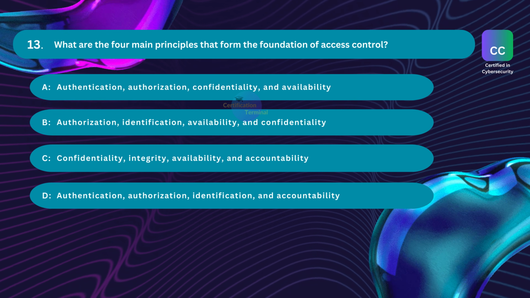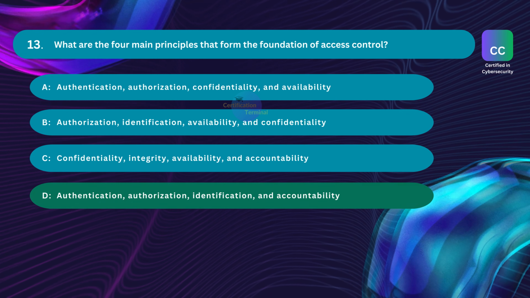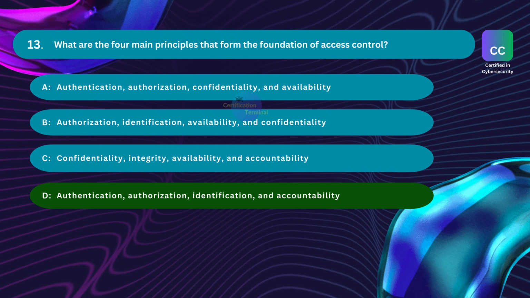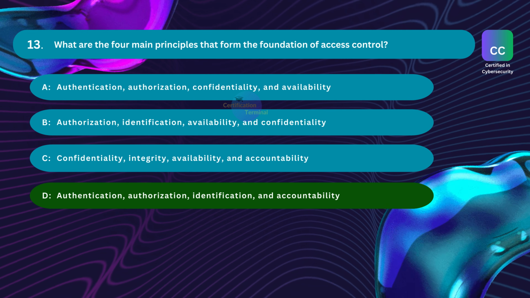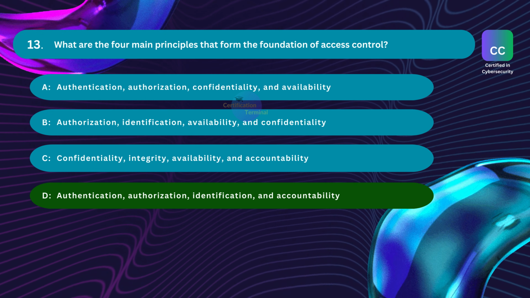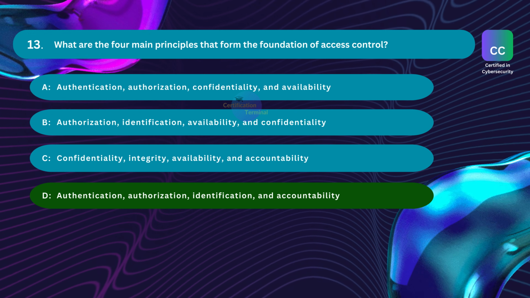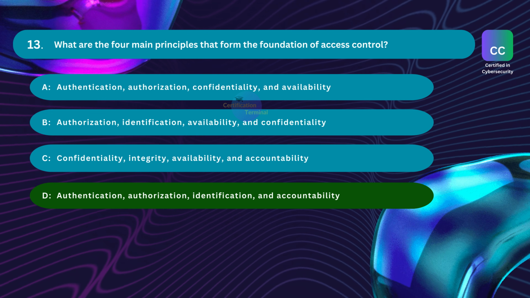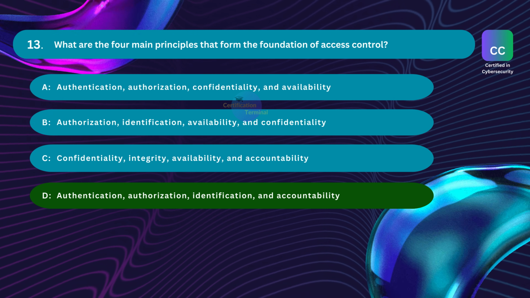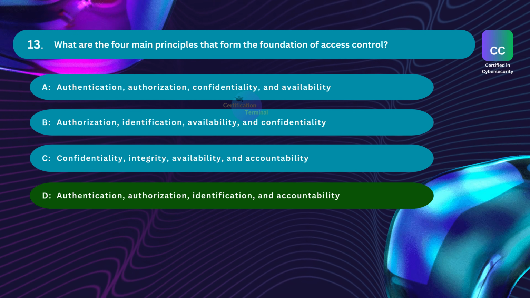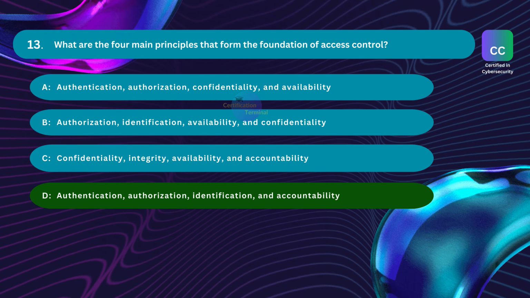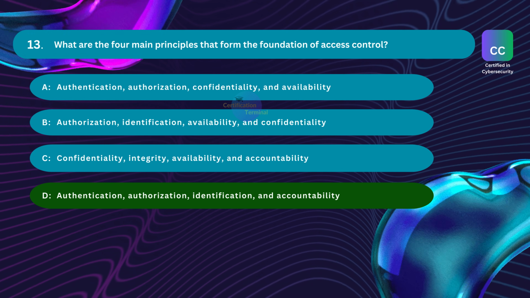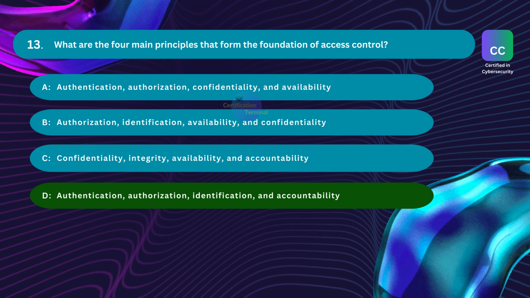The correct answer is Option D. Authentication, authorization, identification, and accountability. Authentication ensures the validity of users' identities. Authorization determines what resources or actions users are permitted to access or perform. Identification is the process of recognizing a user or system's identity. Accountability involves tracking and auditing user actions to ensure responsibility and traceability.